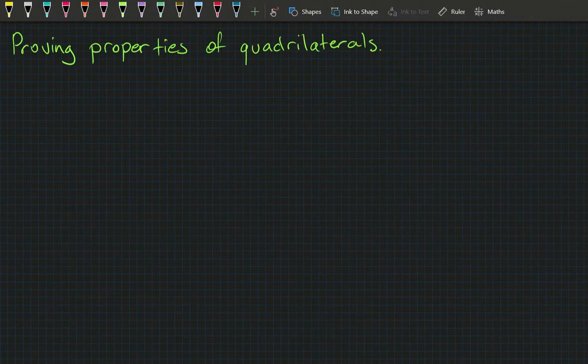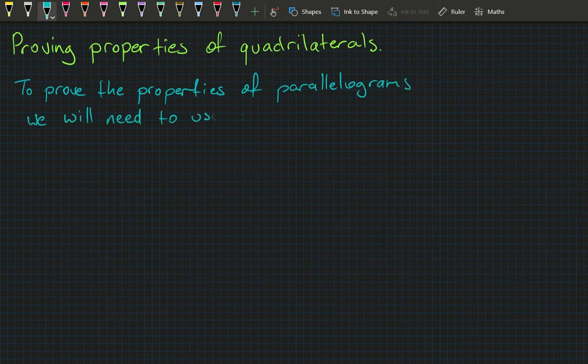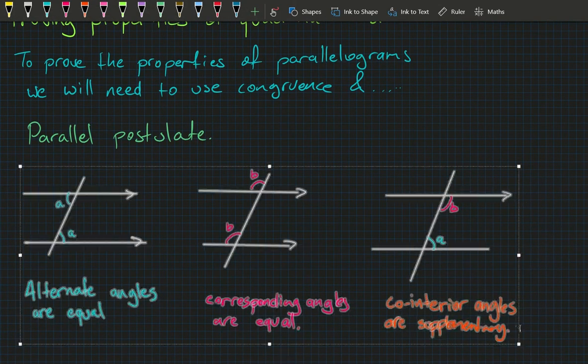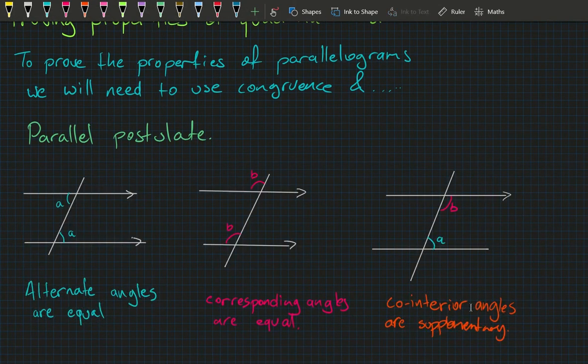In this section, the quadrilaterals we're working with are parallelograms. So to prove the properties of parallelograms, we will need to use congruence and the parallel postulate. Let me copy this from our lesson where we reviewed the laws of geometry. We can recall that alternate angles are equal, corresponding angles are equal, and co-interior angles are supplementary, or in other words, sum to 180 degrees.